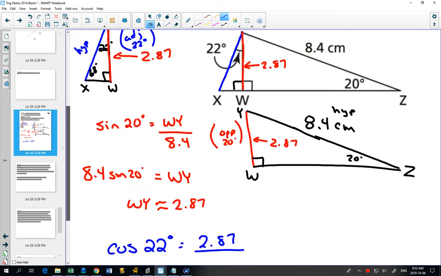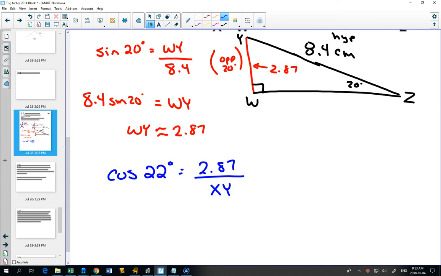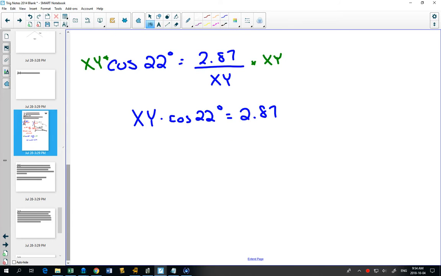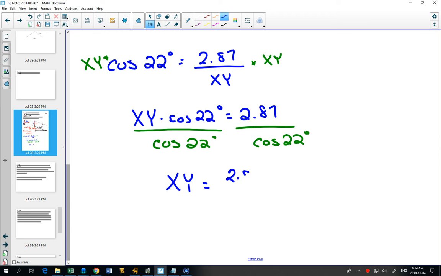What letters do we have for hypotenuse? XY. So I'd multiply both sides by xy. And then divide both sides. So we need to type 2.87 divided by cos of 22.